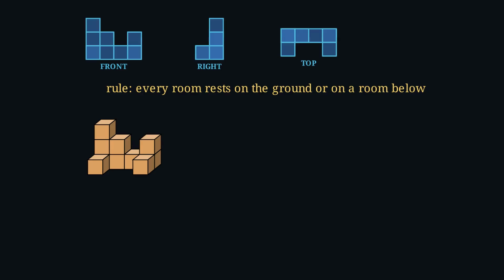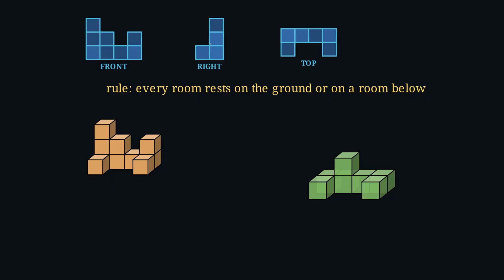Now the builder builds, with one rule of the site. Every room rests on the ground, or on a room below. Footprint first, 6 columns stand. Now deduce their heights. Look here. At this spot of the back row, the column stands alone, no room in front of it. And the front view says 2 high there.